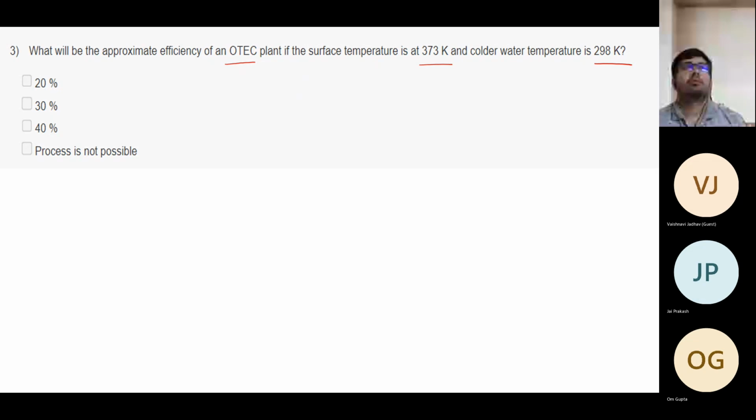You can think of Carnot efficiency maybe. Maybe that formula can be helpful for you. I'm giving you a hint. Just think about Carnot efficiency.